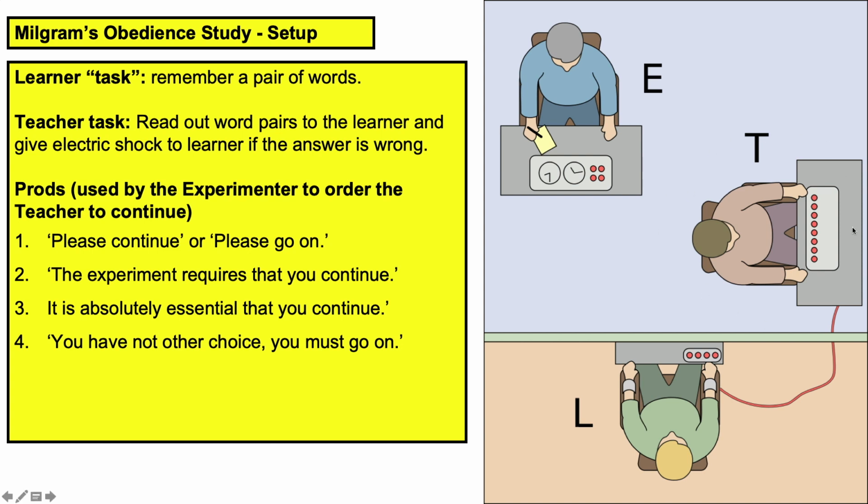Now, whenever this guy hesitates, the experimenter can use these 4 prods to encourage the teacher to continue. And they increase in severity. Let's go through them. The easiest one is please continue or please go on. The next one is the experiment requires that you continue. It's a little bit harsher. The next one, it is absolutely essential that you continue. And finally, you have no other choice, you must go on. So you see the severity increases, where in this case, it's basically saying you have no choice, you have to continue. Okay. So these prods will become important later on.